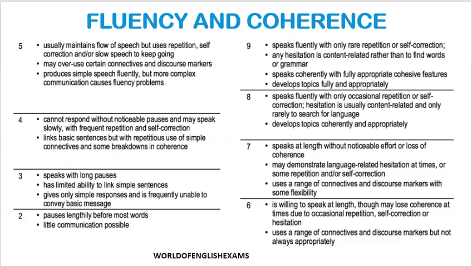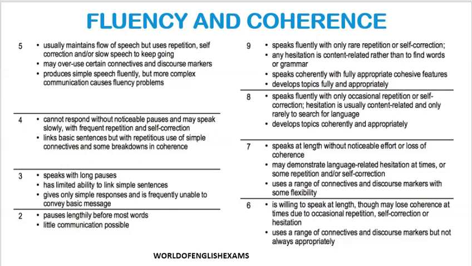And the last point, let's move on to band 5. The last point in band 5 says produces simple speech fluently, but more complex communication causes fluency problems. That means if this person speaks using simple sentences, he or she is very much comfortable. However, if they try to explain something in a very elaborate manner, then definitely communication problems arise, which means fluency is missing.